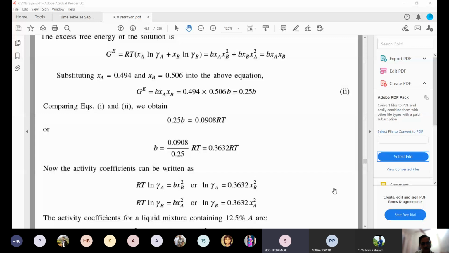Sir, it is given now. No, what is given? Sir, partial pressure at 313 Kelvin of A, 25 kilopascal. That is vapor pressure. Sorry, sir, that is vapor pressure, not partial pressure. What is Raoult's law equation? What is Raoult's law equation, Siddhi? Sir, 1 minute.